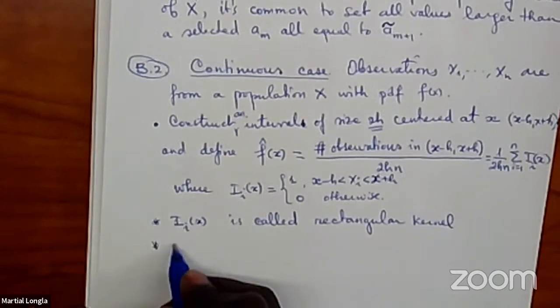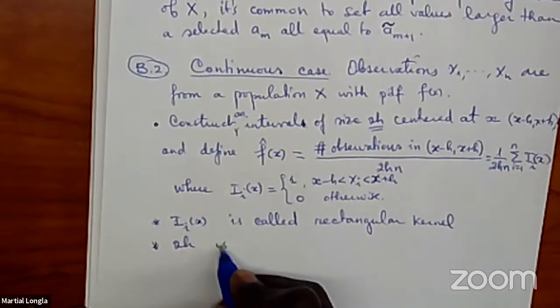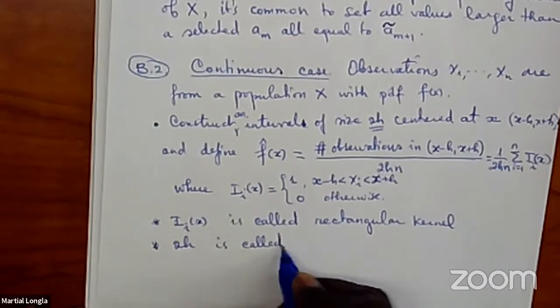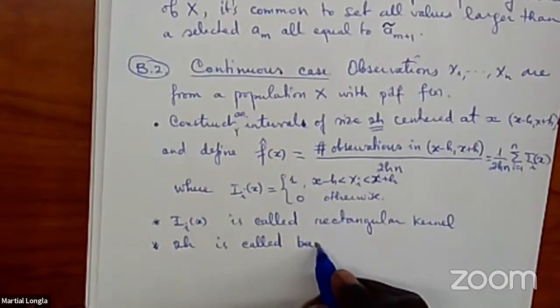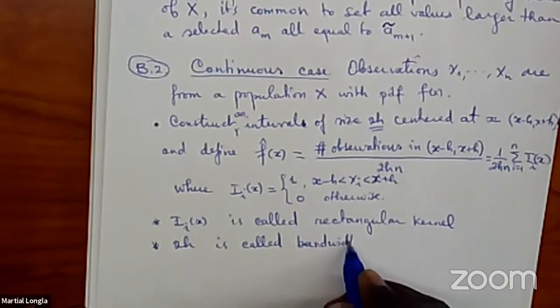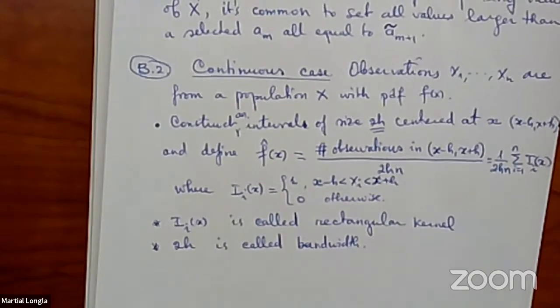And 2h is called bandwidth. Sometimes it's made a function of n. You can choose h to be a function of n, and then you have a sequence. When you change n, h changes automatically in your code that you're using for the problem that you have.